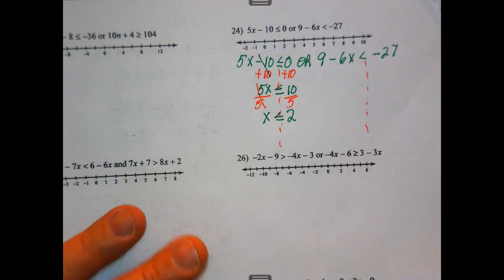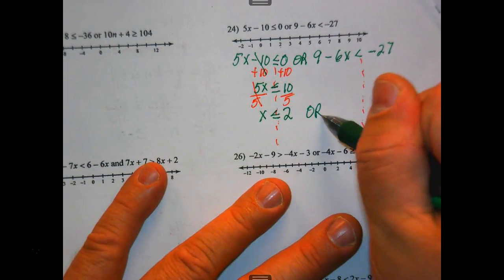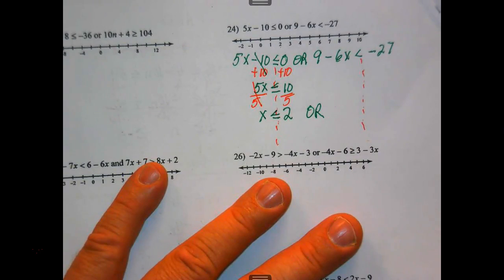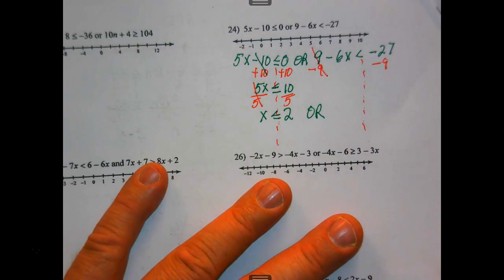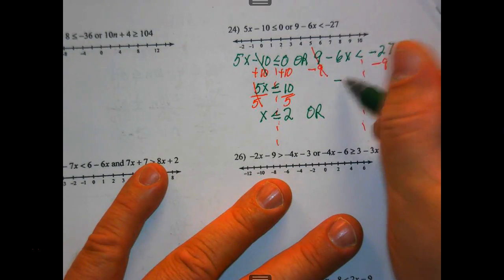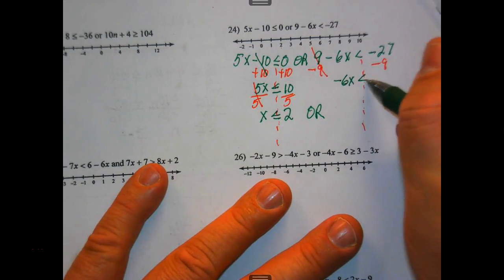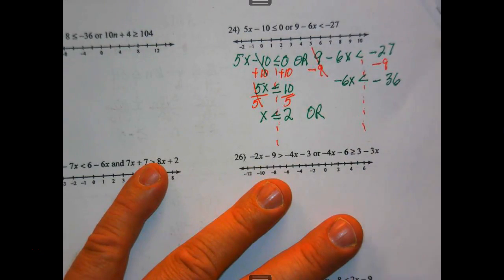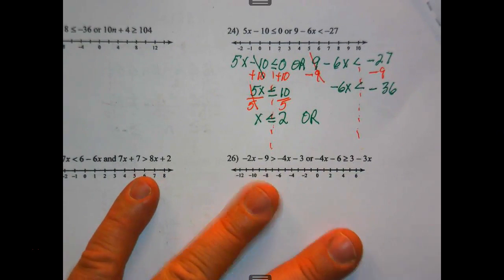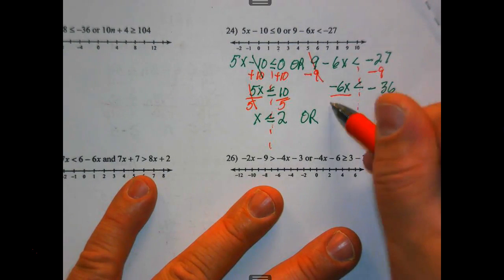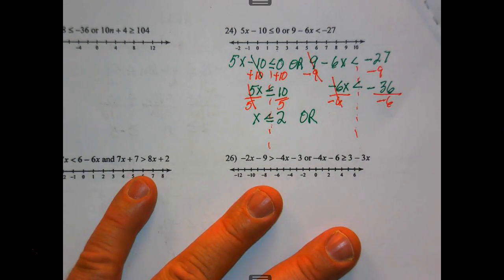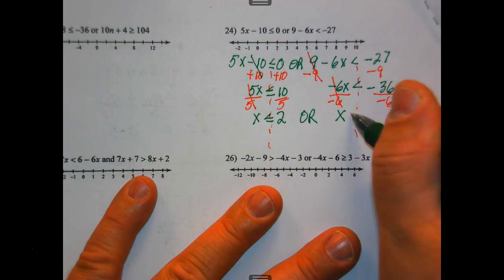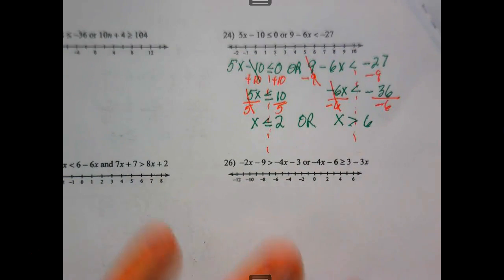2. Or, see, I'm going to subtract 9. I get -6x less than -36. All right, now I am dividing by -6, so I'm going to have to flip my sign. Negative 36 divided by negative 6 is positive 6.